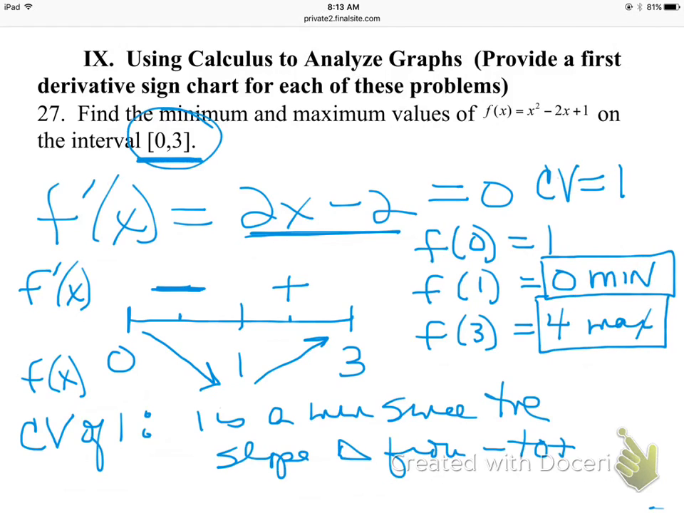So what makes this different about a regular sign chart is that I am capping my interval at 0 to 3. And then even though I found a minimum, they're asking me to still find a max, and I evaluate each of my endpoints to do that. Okay, let's go on to question number 28.